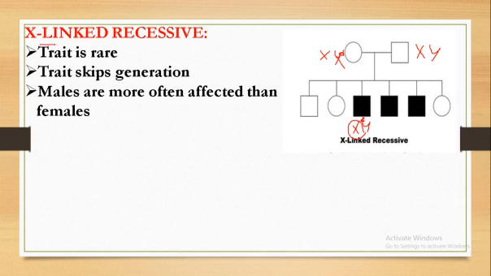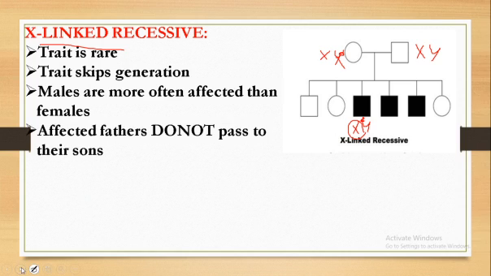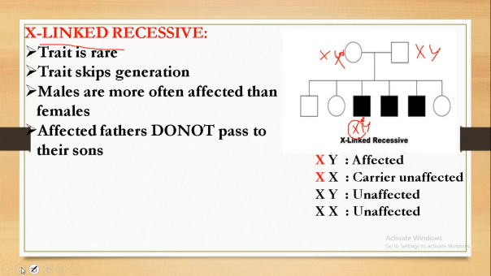Such traits are called X-linked recessive traits. An affected father will not pass it to his son. Quite obvious, because fathers do not give their X chromosome to their son. They give only the Y chromosome. So in this case you can see here XY is the affected, XX is carrier but unaffected. Why unaffected? Because here we are talking about a recessive one. Then XY unaffected, XX unaffected.